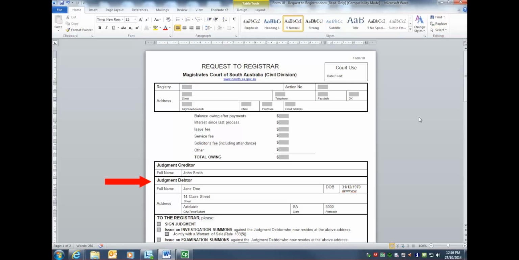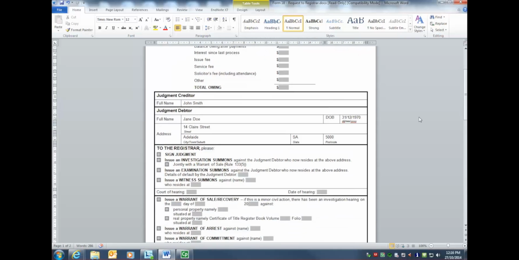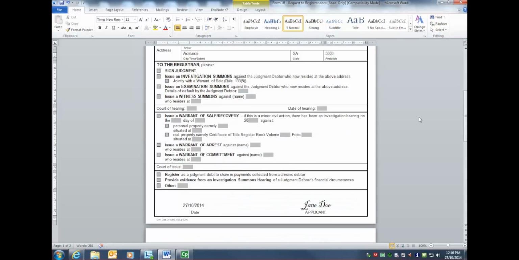Judgment debtor. The judgment debtor is a term for the person against whom you are seeking a decision. For example, the person who you served a Form 3 on. This person is commonly referred to as the defendant. It is important to include their full name, address, and date of birth. To complete the form, please select the relevant boxes below. You can tick multiple boxes if they are applicable to you.